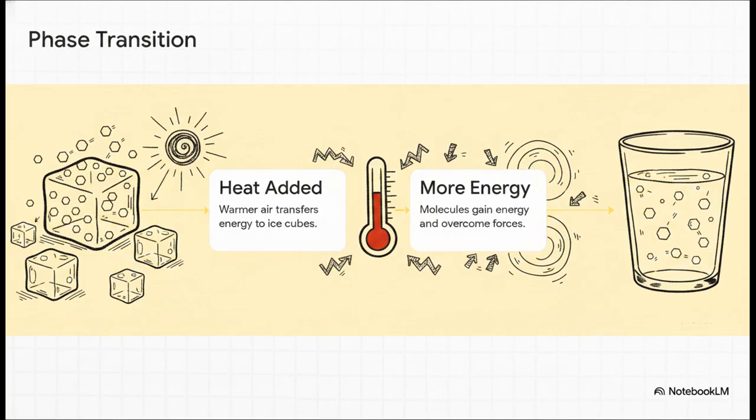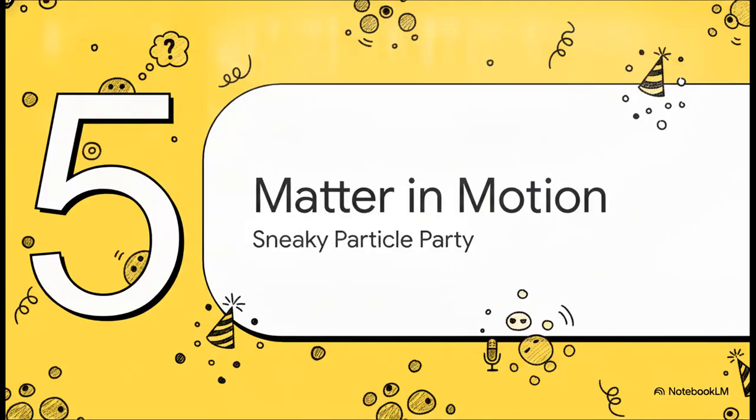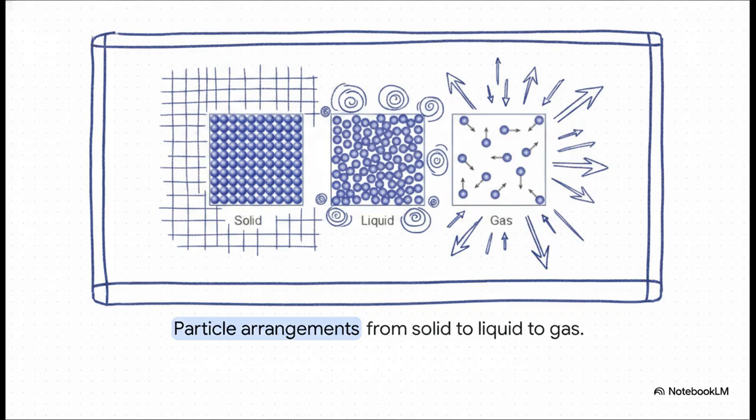And the result? The ice transitions into liquid water, where the particles flow freely and take the shape of the bottom of the glass. It's happening right there in your kitchen. Which brings us to Section 5, Matter in Motion. Welcome to the sneaky particle party. To really make this abstract concept stick in our brains, let's visualize the exact spacing and movement of these particles.